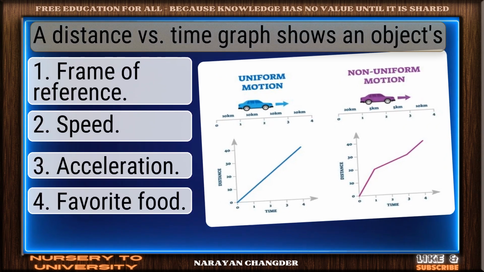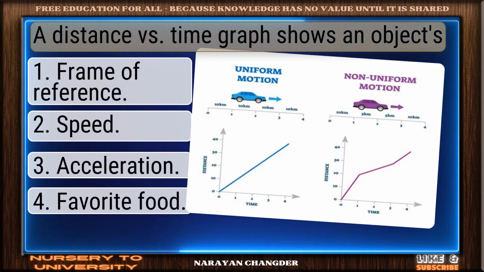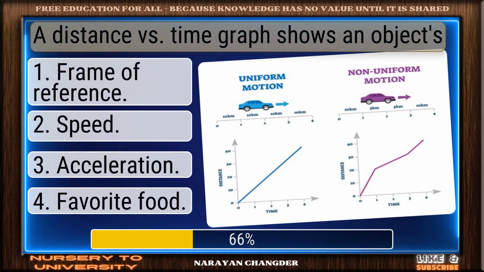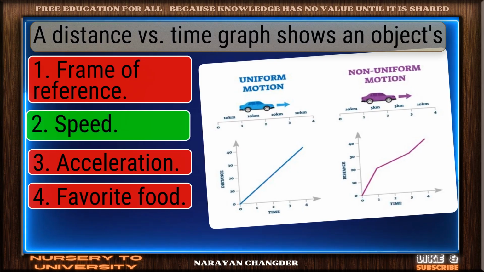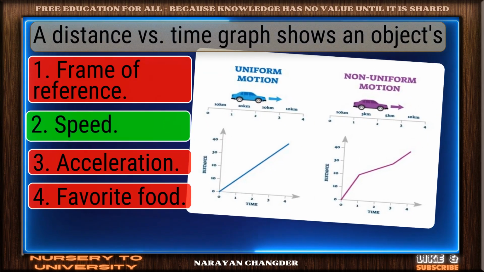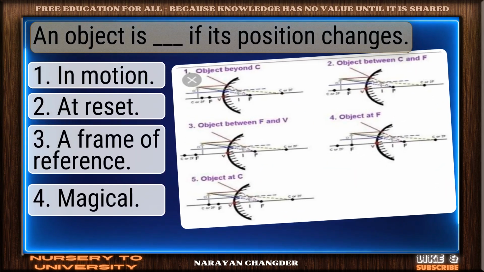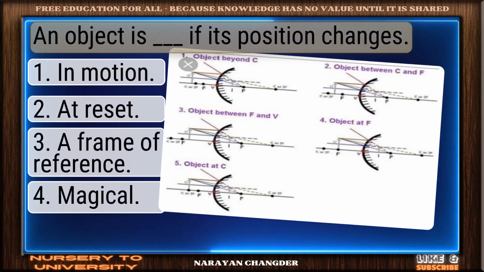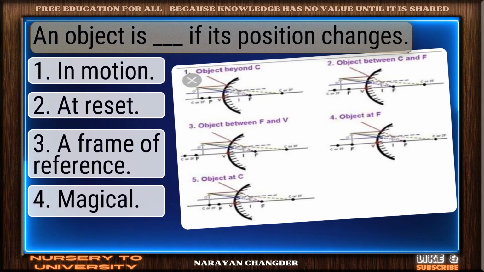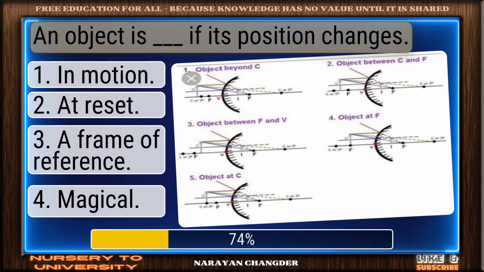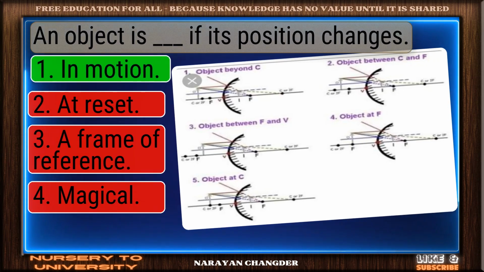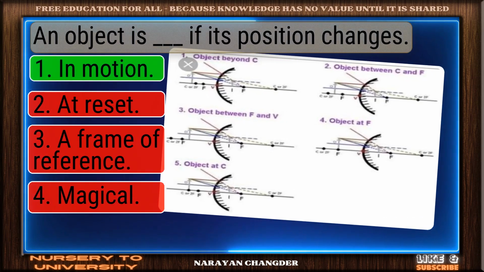Question number 65. A distance versus time graph shows an object's. Right again. Speed is a valid answer. Question number 66. An object is dash if its position changes. Excellent. In motion is a brilliant choice.